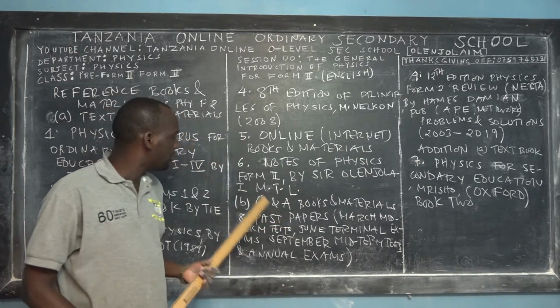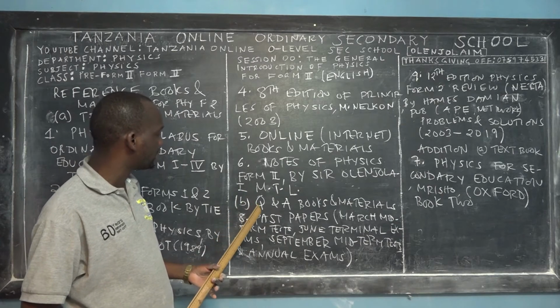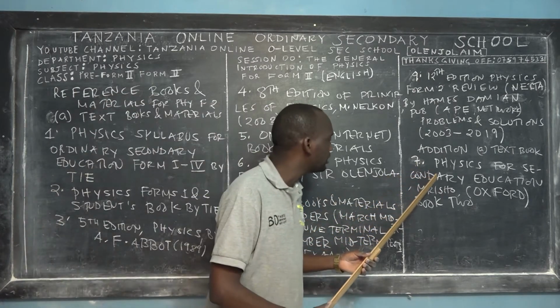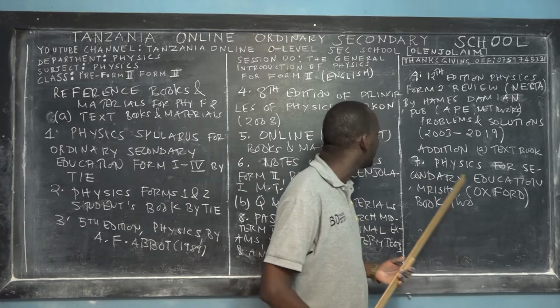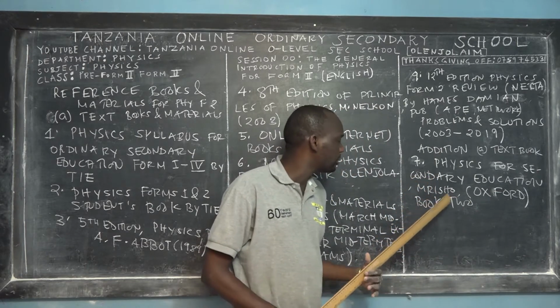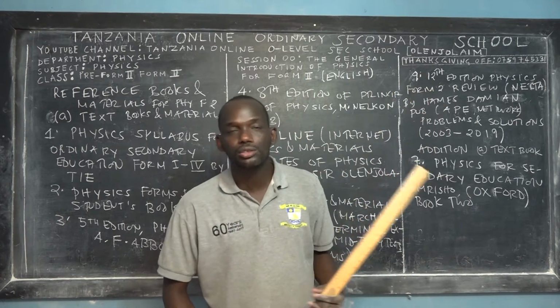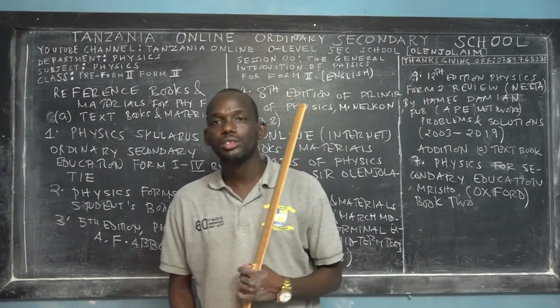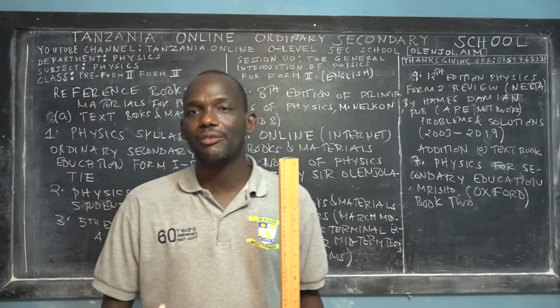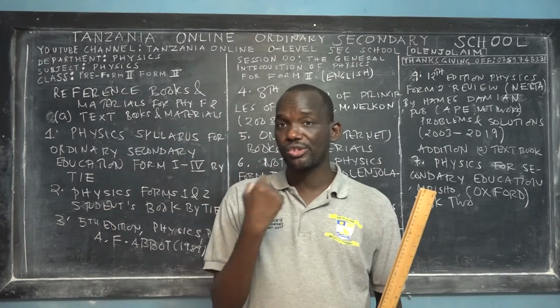Then before we jump, I think you have to skip this part. Let me explain this one. This again is another physics book for secondary education, authored by some authors but published by Oxford. It's famous as the Oxford Physics book too. You know, some books are famous according to the publishers, not according to the authors.